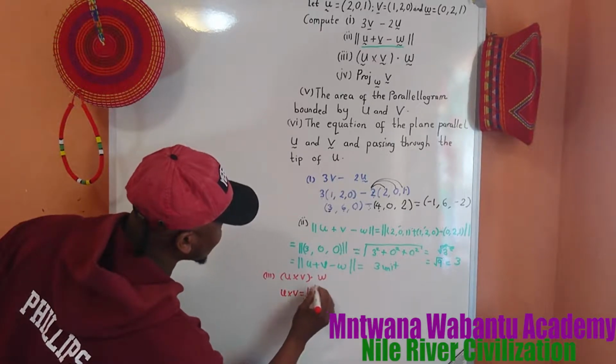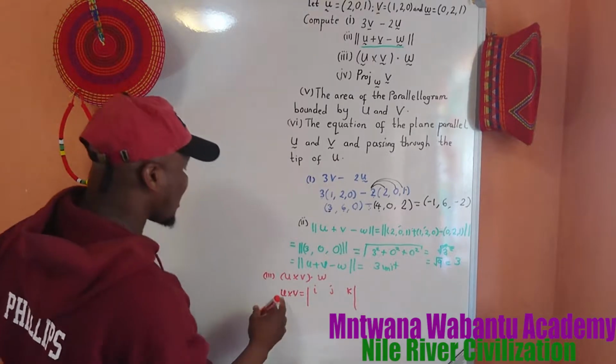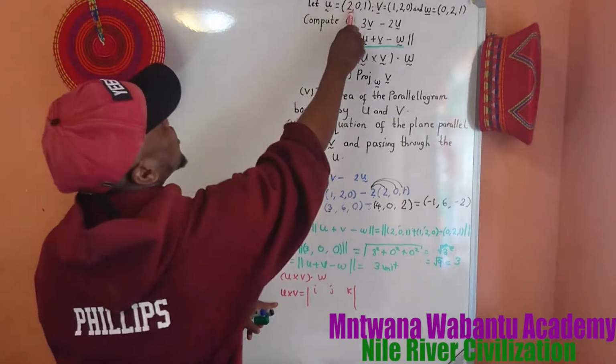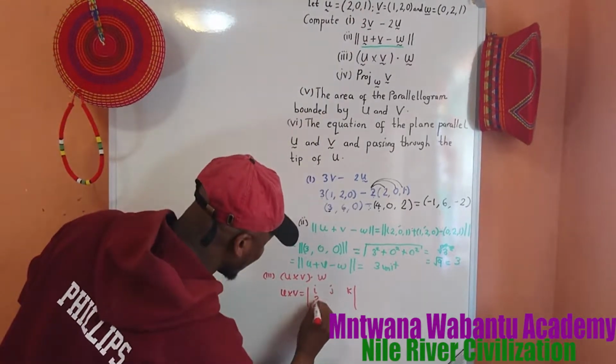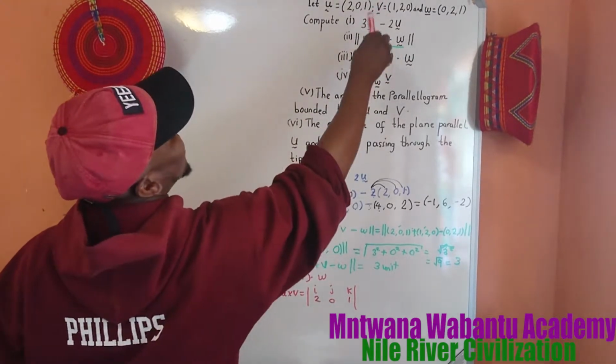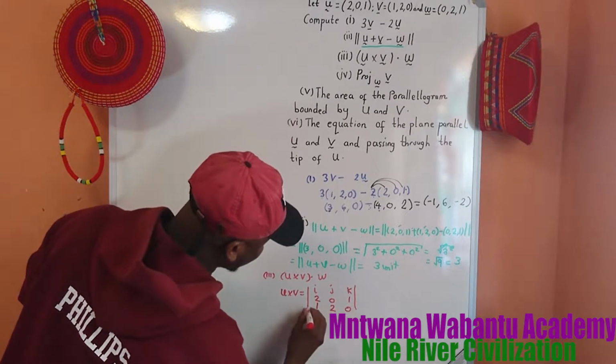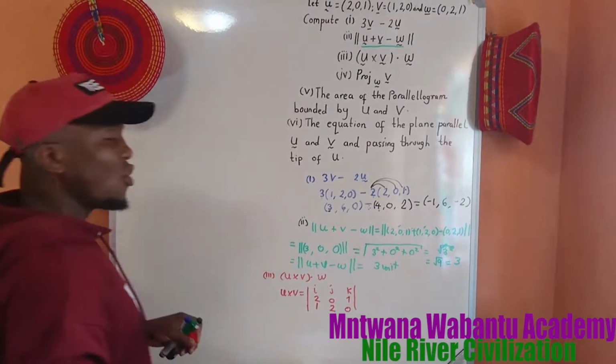This is how you cross the vector. You write i, j, and k, and then what is our u? Vector u in the first one is 2, 0, 1. So this is going to be 2, 0, 1. Now vector v equals 1, 2, 0. It's going to be 1, 2, and 0. Let's cross, man. Cross is easy.